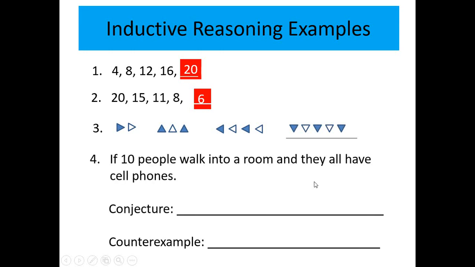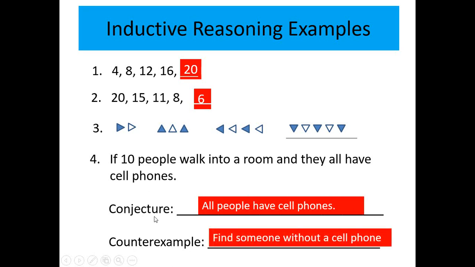So if 10 people walk into a room and they all have cell phones, wouldn't you just want to have a conjecture and say, oh my goodness, everybody's got a cell phone. Everybody's got one. But the counterexample would be, oh, little Jojo doesn't have a cell phone. Poor little guy. He's only 2 years old. He's got a little plastic one, but that doesn't count, right? So a counterexample is whenever you prove something wrong that somebody acts like is true.